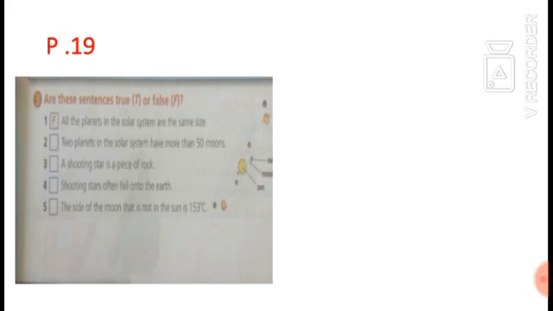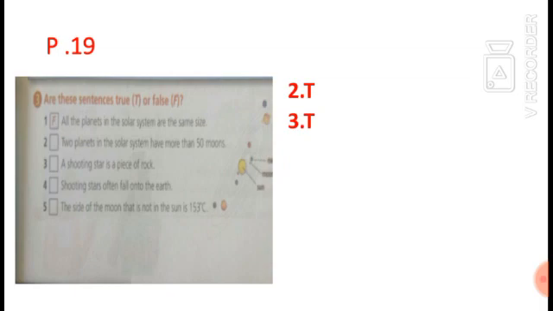Now answer this question. Are these sentences true or false? Number 1, it's already answered. All the planets in the solar system are the same size. False. Number 2, 2 planets in the solar system have more than 50 moons. True. Number 3, a shooting star is a piece of rock.